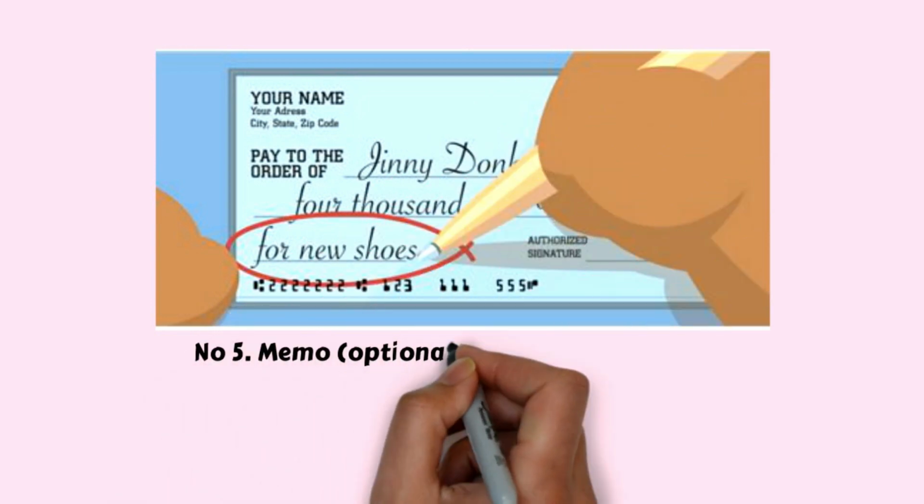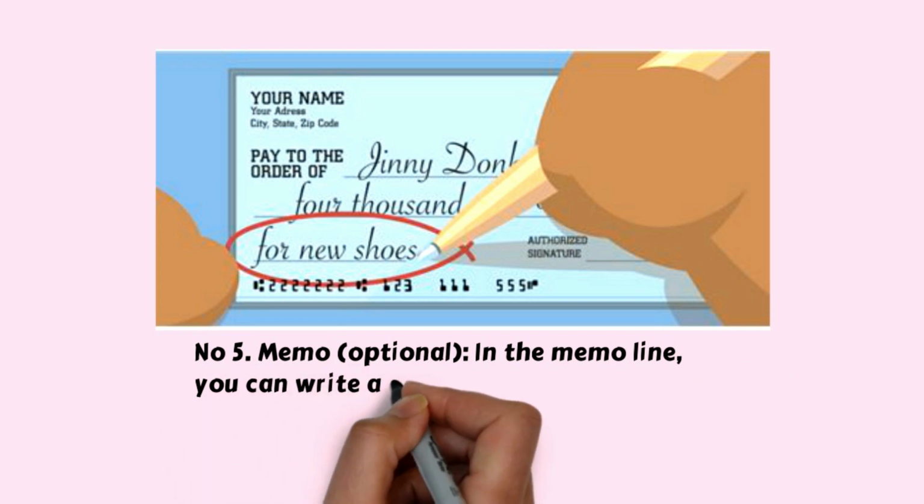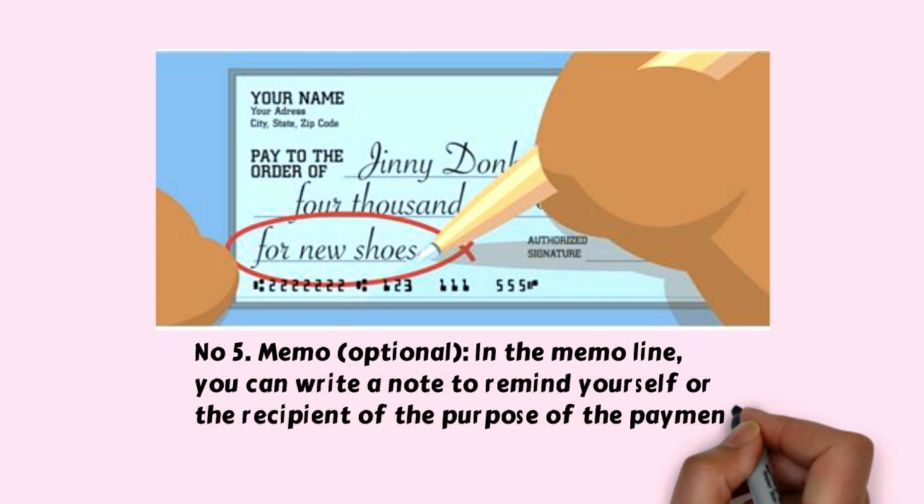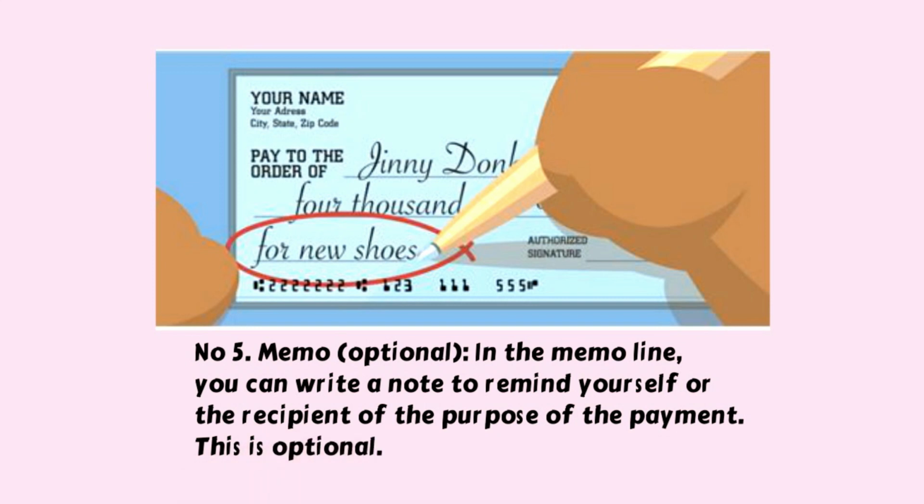Number 5. Memo. Optional. In the memo line, you can write a note to remind yourself or the recipient of the purpose of the payment. This is optional.